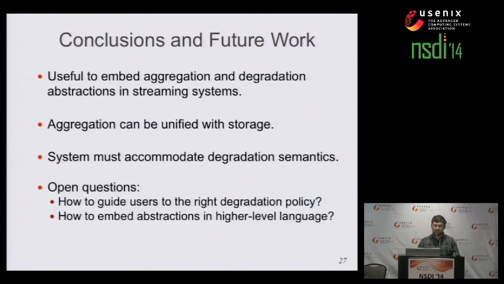There are some things we didn't address. We didn't look at the question of, given some general fuzzy notion of what you want, how do you pick a degradation? That's an exciting open question. We didn't look at embedding this in a higher level language. Today, people really do program their streaming systems by wiring operators together. It would be nice to know what sort of high level language you could use that would let you do that and also specify how to manage your local storage and specify explicitly how to adjust your data fidelity.